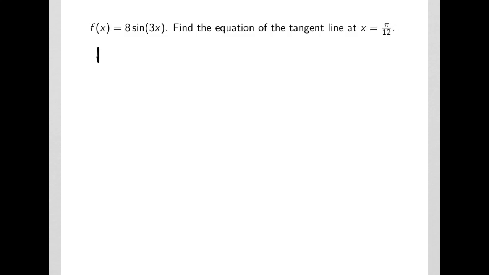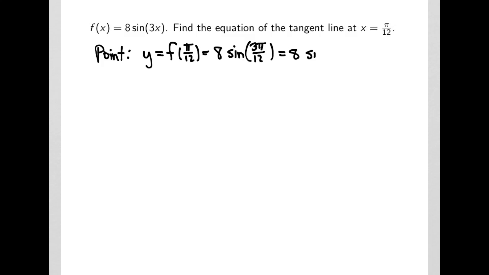We need to know a point, and we need to know the slope. To find the point, we're going to use the y value if I plug in pi over 12 for my x value. So I just use the original function, 8 times the sine of 3 times pi over 12, which simplifies to 8 times the sine of pi over 4. That happens to be a 45-degree angle, and sine of pi over 4 is root 2 over 2. So our y value is 4 square root of 2.